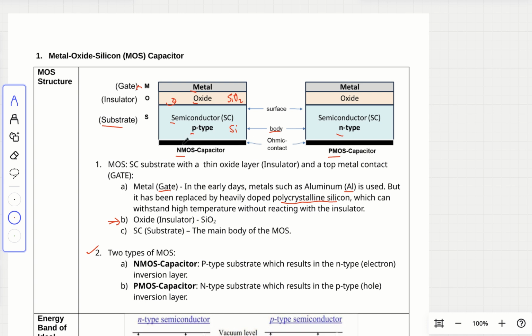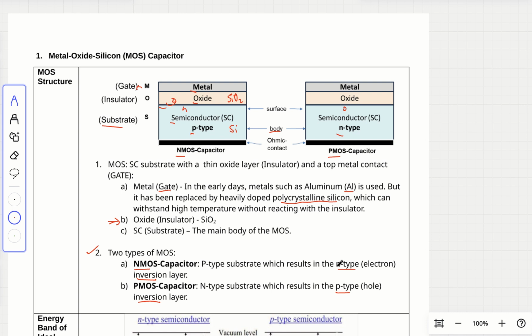Why is it named oppositely? This is because later we will learn about the formation of the inversion layer, okay? The inversion layer will be formed here. When the inversion layer is formed at the interface surface here, in NMOS, the inversion layer will be N type. Okay, in PMOS the inversion layer will be P type. Okay, it's written here. The NMOS capacitor results in an N type inversion layer, and in PMOS it's a P type inversion layer.